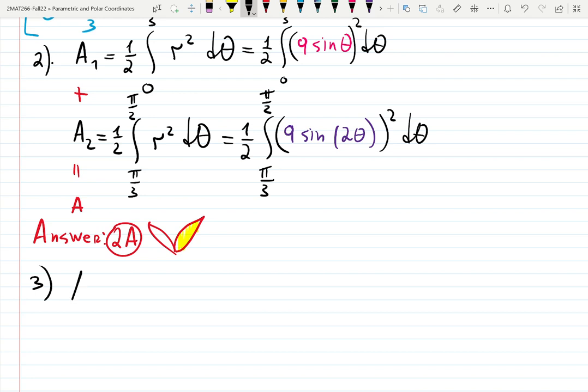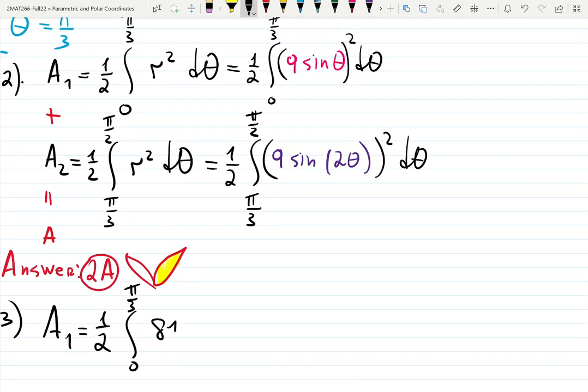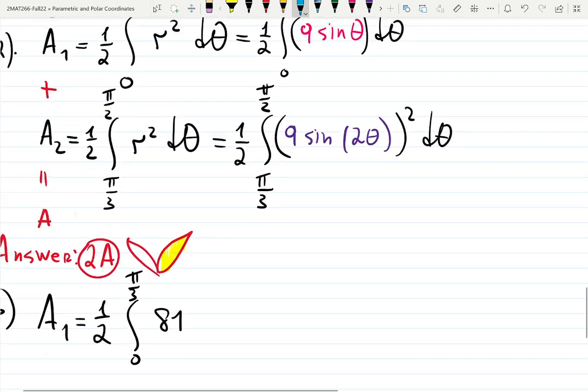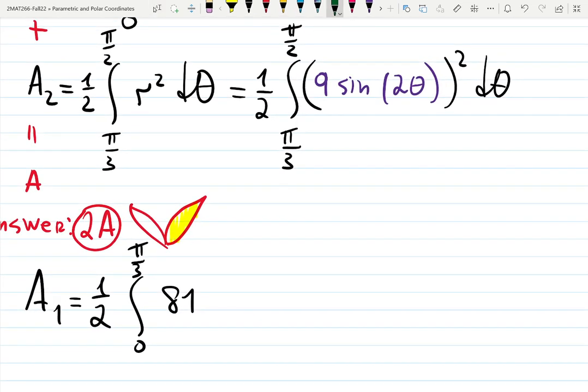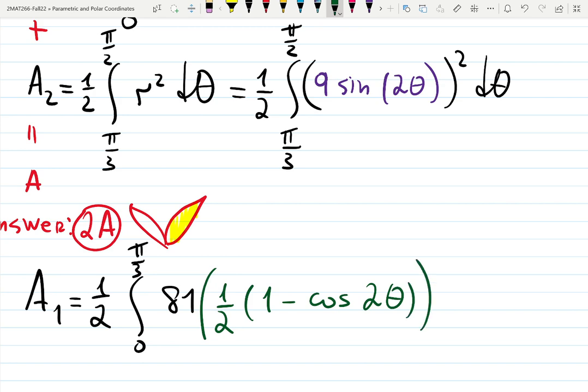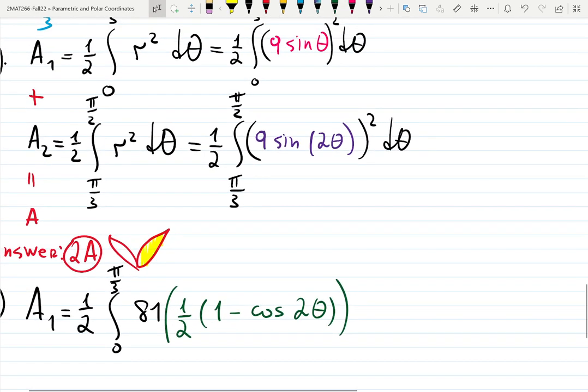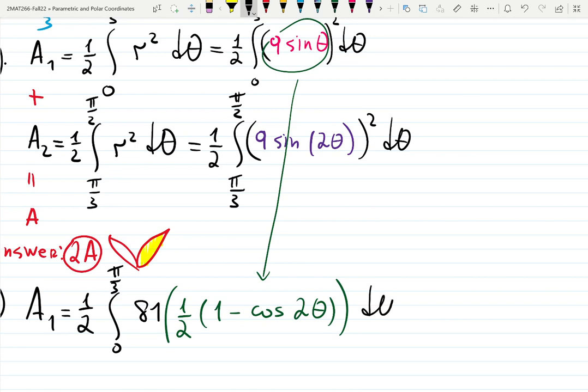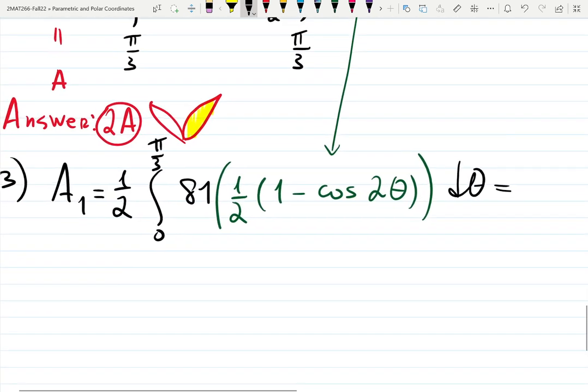Okay, actual calculation. A1 will be 1/2 integral from 0 to pi over 3, 81, and then sine squared. How do we integrate sine squared? Exactly, we'll write it down as 1/2 (1 minus cosine 2 theta). Double angle formula. That came from 9 sine theta. And now quickly integrate step by step, piece by piece.